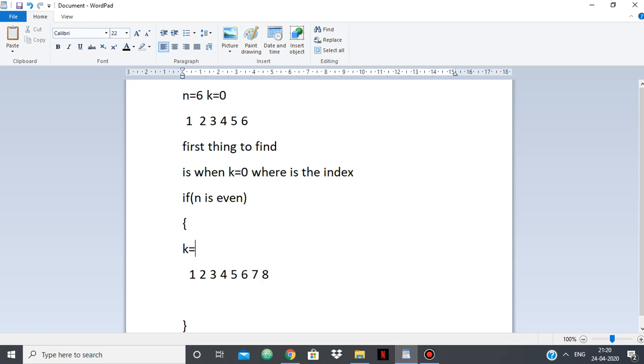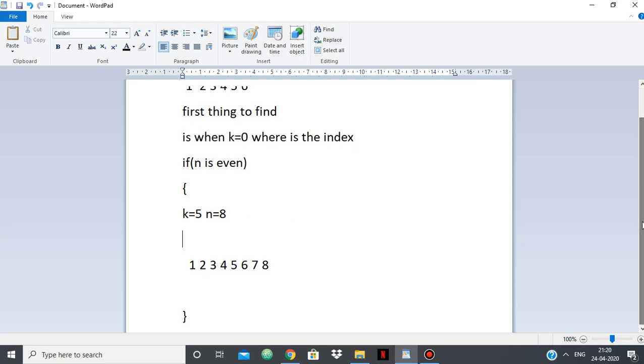So say k is equal to 5, and say n is equal to 8. And as it says, I start from 2. So starting from 2, then I come to 4, then I come to 6. So k is equal to 5, I'm at 2. Then k is equal to 4, I'm here, then I'm here, then I'm here. So basically what we have to do is find the position where it will be with the given k. So it's very simple.